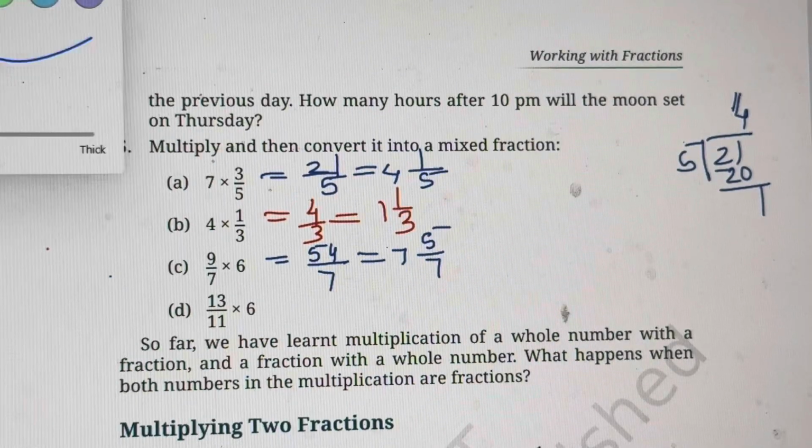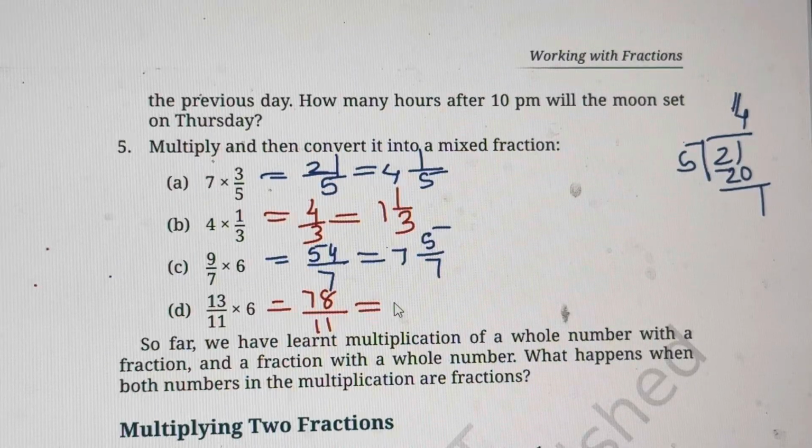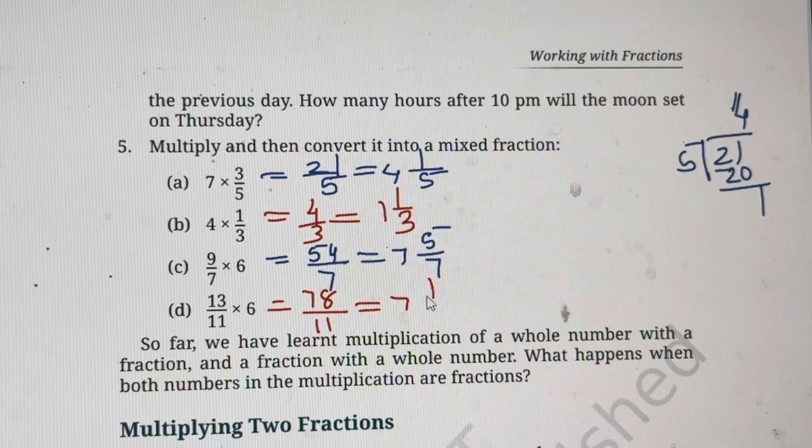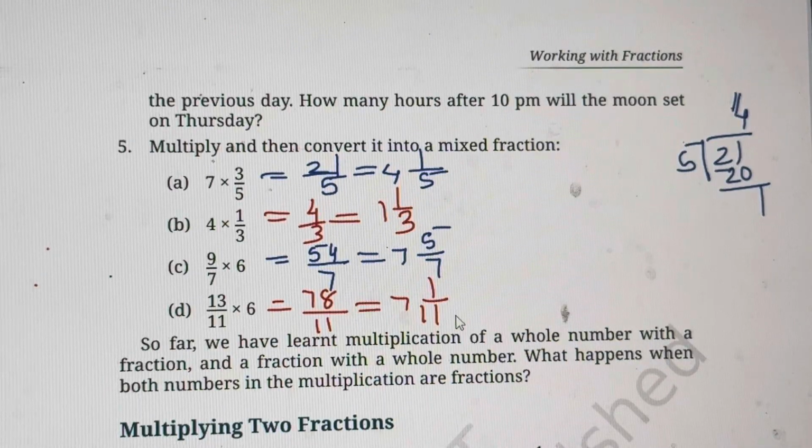Right? Now the last question D, 13 upon 11 into 6. So first we multiply 13 into 6, which gives you 78 upon 11. Right? If you want, you can divide like this as I've divided. But if you know the tables, it's easy. Now 11 sevens are 77. So 7 whole, and 78 minus 77, remainder is 1 upon 11. So 7 whole 1 upon 11 is the answer.